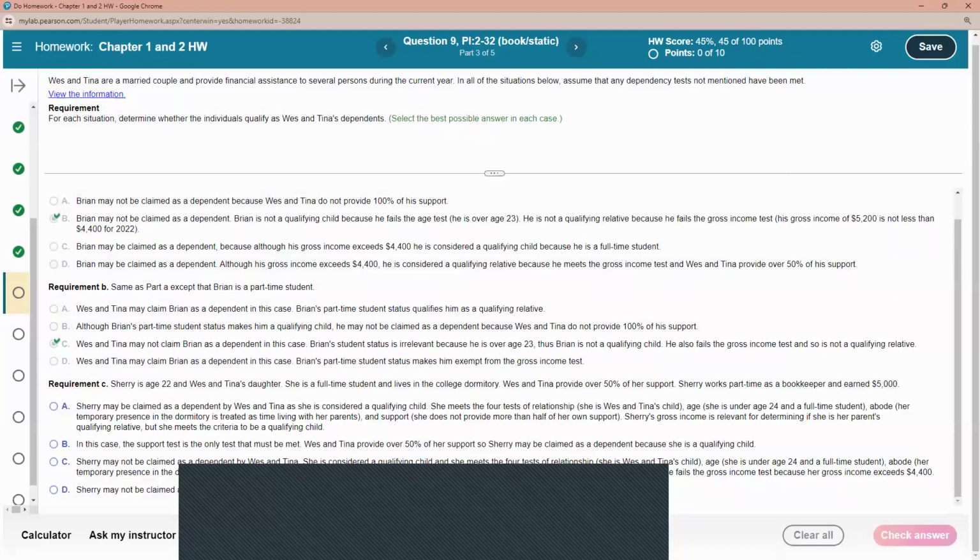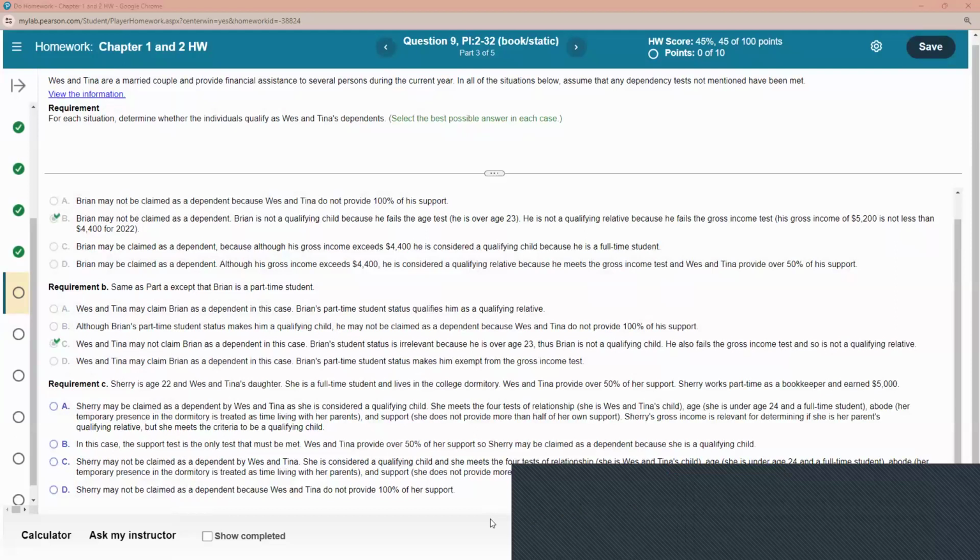So for requirement C, we have Sherry, age 22, who is Wes and Tina's daughter. She is a full-time student and lives in a college dormitory. Wes and Tina provide over 50% of her support. Sherry works part-time as a bookkeeper and earned $5,000. Option A says Sherry may be claimed as a dependent by Wes and Tina, as she is considered a qualifying child.